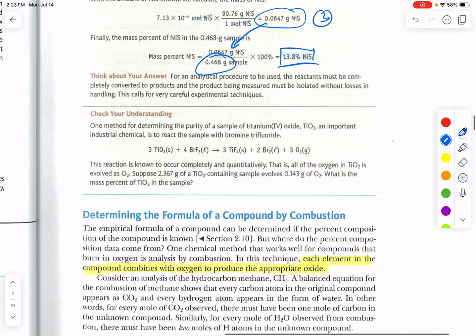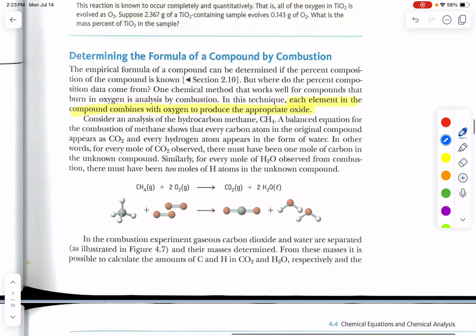All right, determining the formula of a compound by combustion. This is another way to do a chemical analysis. And in this case, the chemical analysis is especially used when we have organic compounds, particularly hydrocarbons or organic compounds that have carbon, hydrogen, and oxygen. And so we have one example with a hydrocarbon and one example with a compound that contains carbon, hydrogen, and oxygen. But in both of those cases, you combust them in oxygen and you produce the usual two byproducts of carbon dioxide and water.